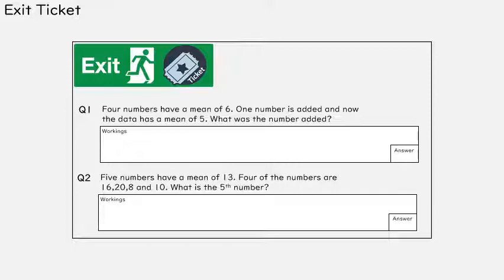So what you're going to do is you're going to have a go at these two questions. If you can print out the slide, brilliant. If not, that's fine. Just write it on a bit of paper. And once you've done these two questions, you're going to take a picture of it and submit it on Show My Homework. This will be a good way for me to see how the class have got on with the work and whether maybe I need to do a little bit more on this sort of topic. So pause the video now, have a go at these two questions, and then take a picture of it and send it to me on Show My Homework.